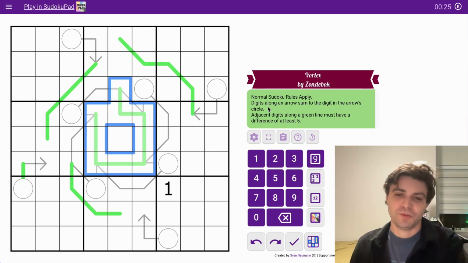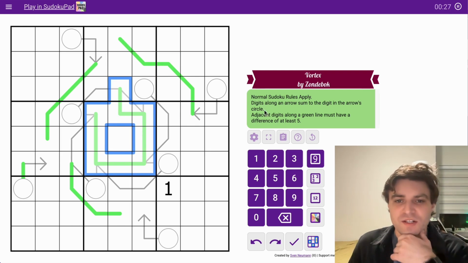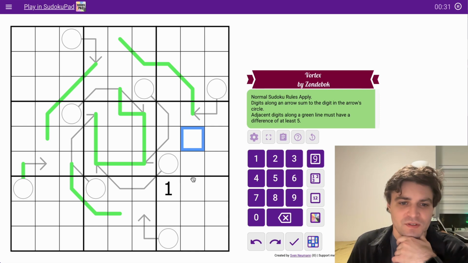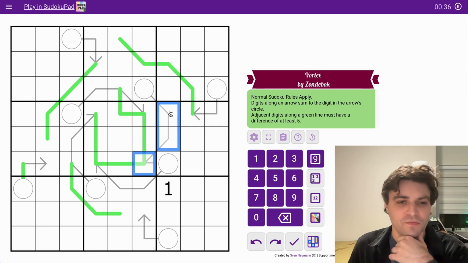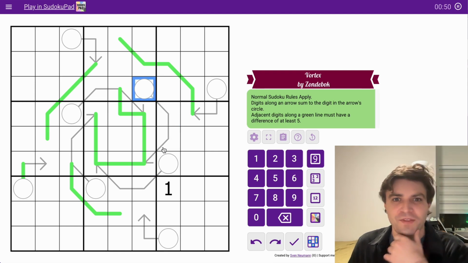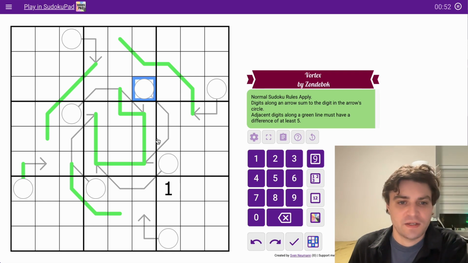And I skipped a rule along the way, which is that digits along an arrow sum to the digit in the arrow's circle. So I guess this is an arrow. But for explanation, these three numbers, they're going to be like 1, 2, and 3 or something like that. And then we would put maybe a 6 here so that the sum of the digits along the arrow is what goes in the circle. But now that we've read the rules, let's start on the puzzle.